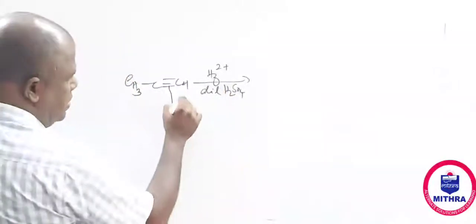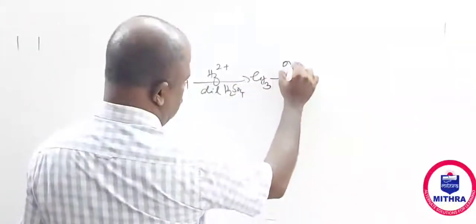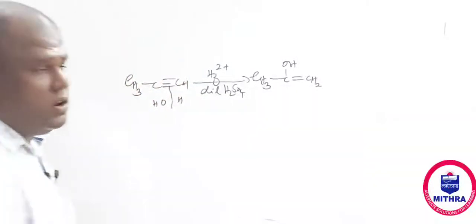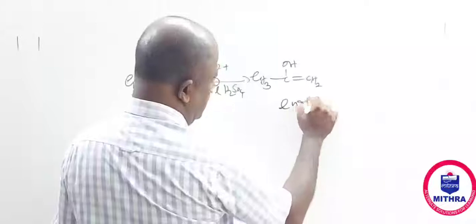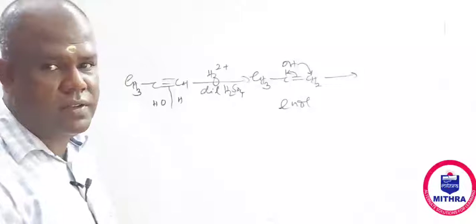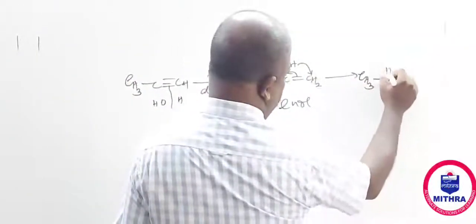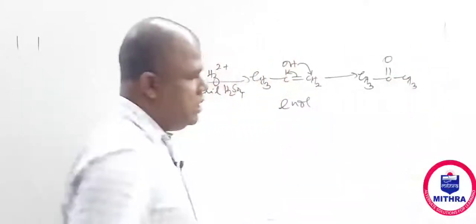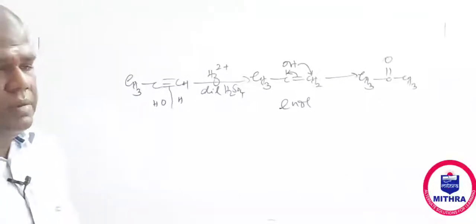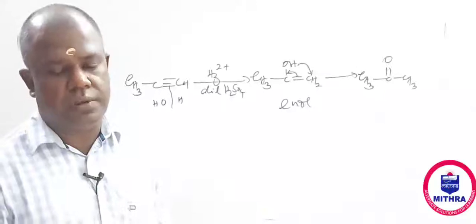So first a pi bond is broken down and H and OH are added. So you are getting CH3, C, OH, double bond CH2. This is the first form obtained. It's an enol. So it undergoes exchange of pi bond and hydrogen, tautomerization. So this becomes CH3, C double bond O, and this becomes CH3. So acetone or propanone is the product formed when we are hydrating propyne in presence of Hg2 plus, H2SO4. Acetone is the answer. Option 3.